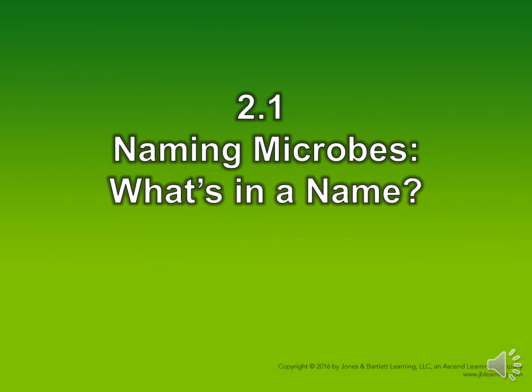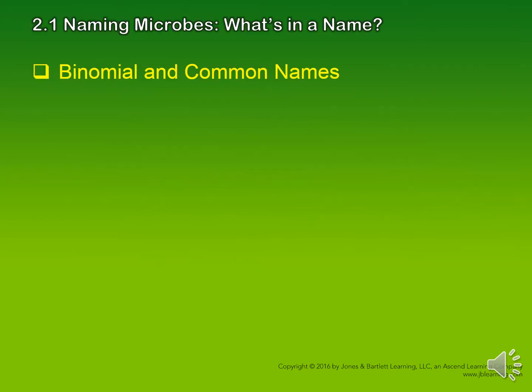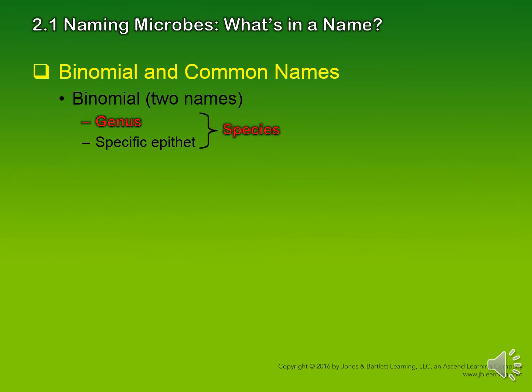So what's in the name of a microbe? All the microbes generally have a binomial official scientific name and their common name. Like I said, binomial means two names, and the first word is the genus, and the second word is the species. So you're always going to have two words, a genus and a species.